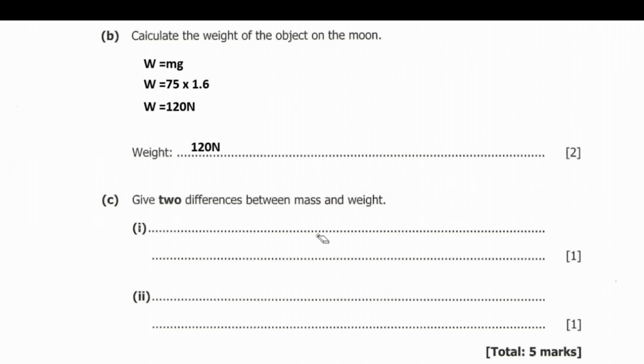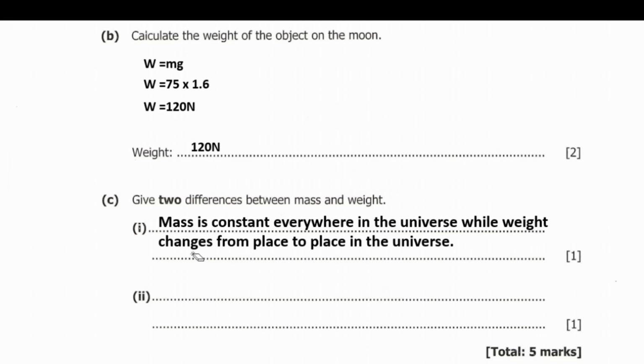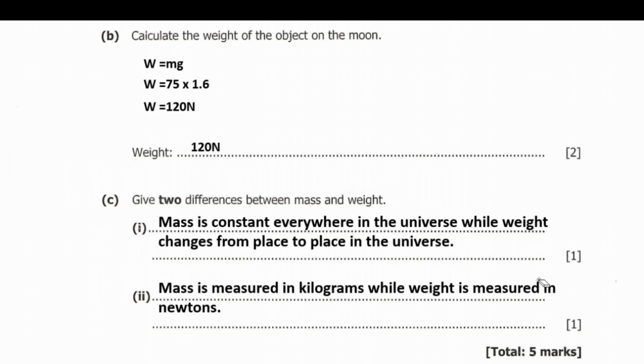Then C says, give two differences between mass and weight. There are many differences that you can give. So I decided just to give these. I gave one, mass is constant everywhere in the universe, while weight changes from place to place in the universe. Then another one I gave is that mass is measured in kilograms, while weight is measured in newtons. So you could also give your own to say mass is the amount of matter contained in an object, while weight is the pull of gravity on an object of mass. You could have also said mass is a scalar quantity, while weight is a vector quantity. You could have also said mass is measured using a beam balance, while weight is measured using a spring balance.